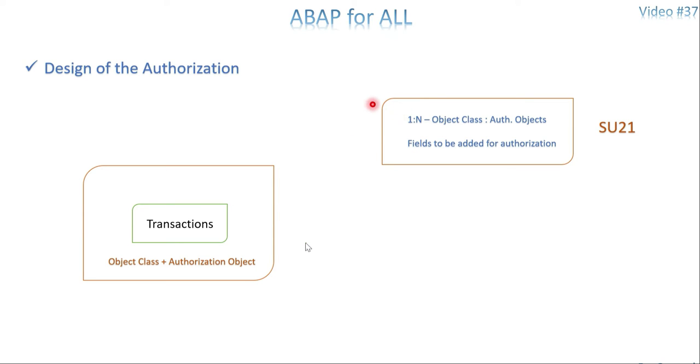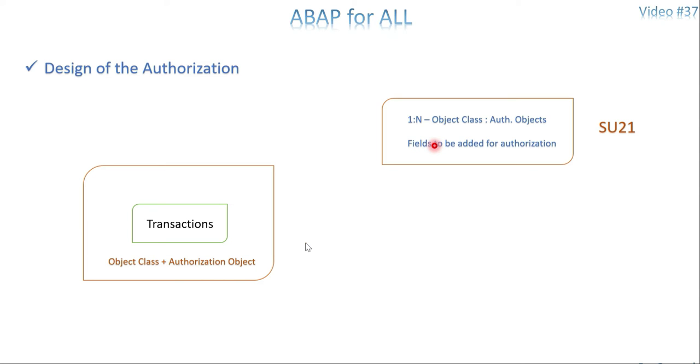The relation between object class and authorization object is one to n. For one project, you can create one object class and have n number of authorization objects for the same project. So one object class can hold more than one authorization object. In the same layer, we create the fields on the basis of which our authorization should work: based on a transaction field, a company code, a plant or a program field, whatever it is. Every piece of data has its own field, so we need to create a field. You can create n number of fields under one authorization object.